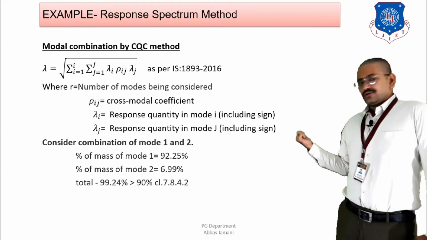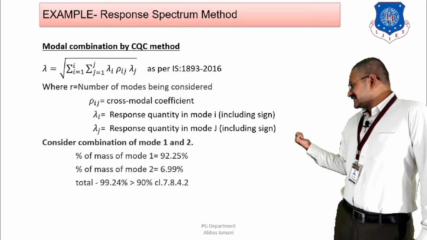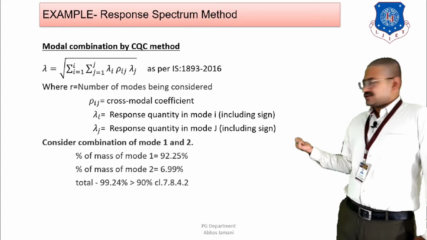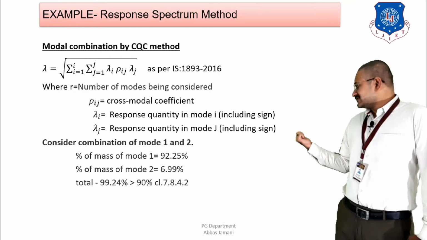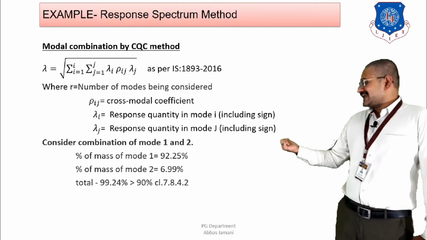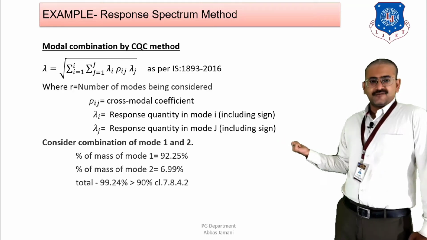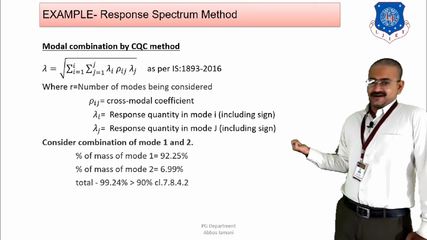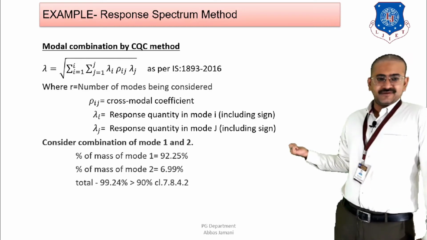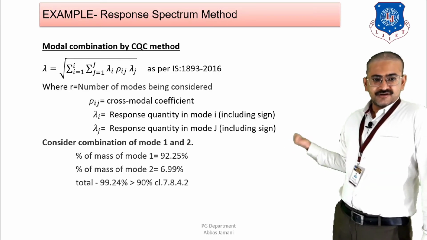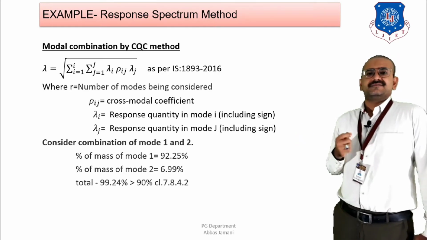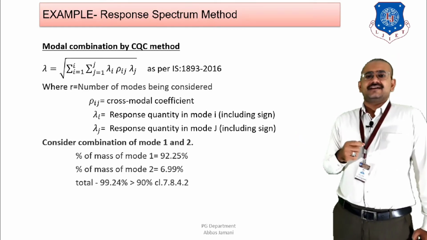If you look over here, I am considering mode 1 and mode 2. Why? Because if I calculate the percentage mass participation for mode 1, the value comes as 92.25, and for the second mode it comes as 6.99. So this value comes as 99.24, which is greater than 90%, and therefore it satisfies the clause, and that is why I can take up this value.